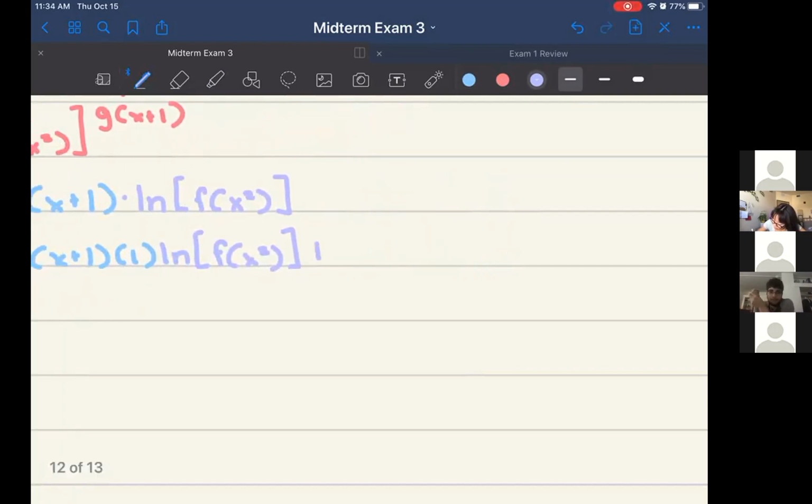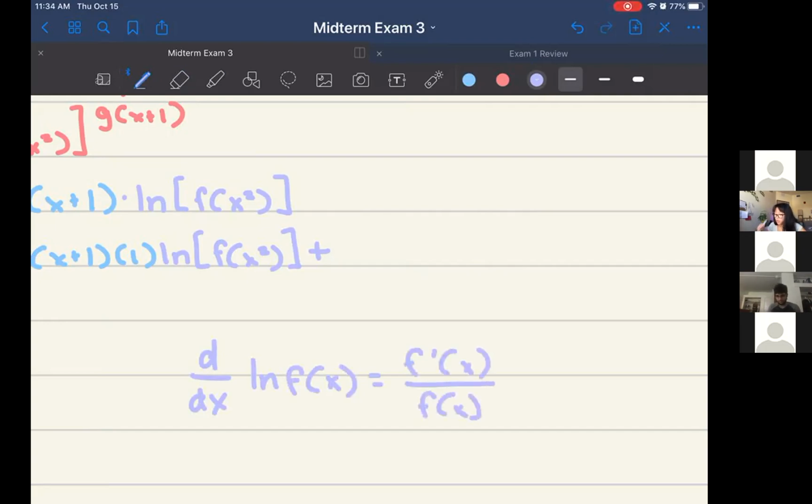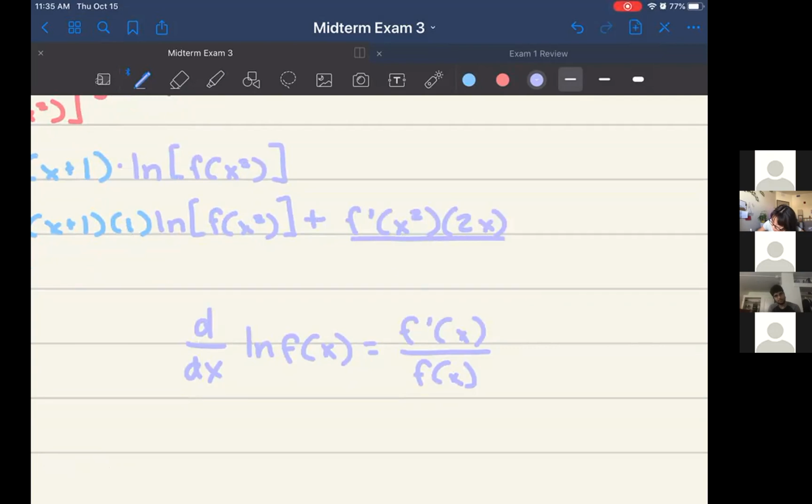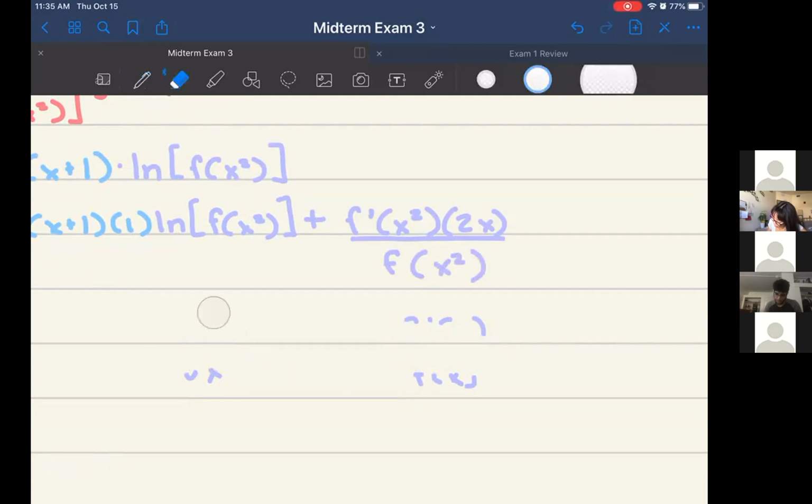And then we're on that term. And then we have to take plus the derivative of ln of f of x squared. So we're going to have to take the derivative of f of x squared over just f of x squared, because the derivative of ln of a function of x is going to be equal to f prime of x over f of x. So we're just using that. So the derivative of f of x squared, we're going to have to use the chain rule again. So we're going to have f prime of x squared times 2x, because the derivative of x squared is 2x, all over f of x squared.